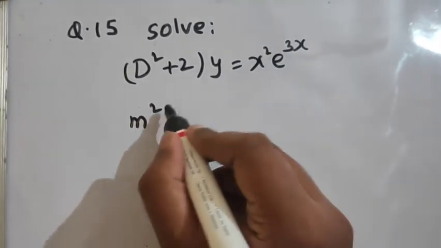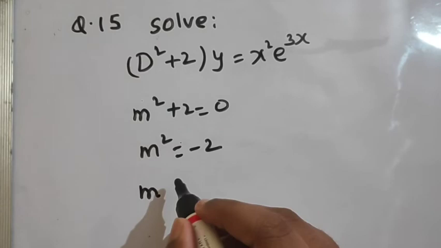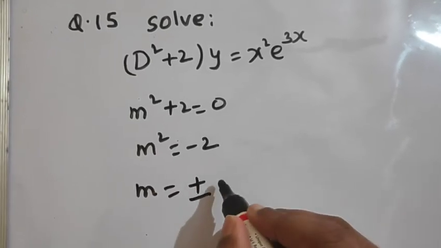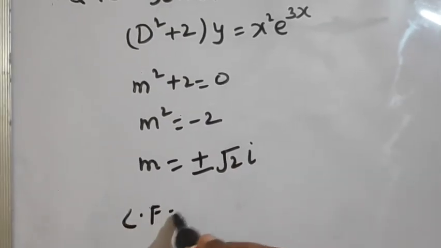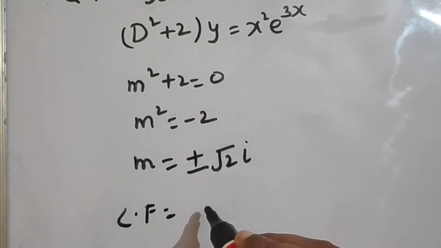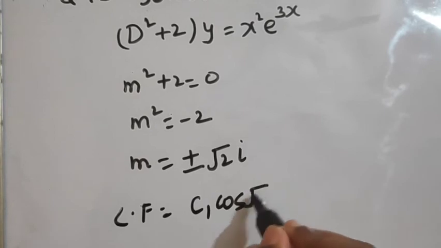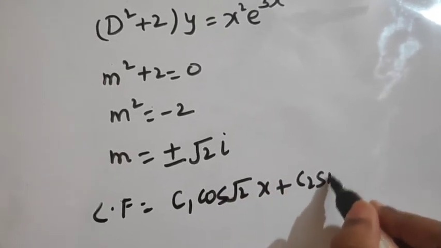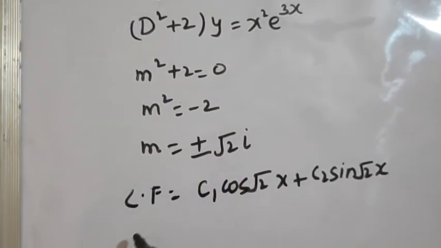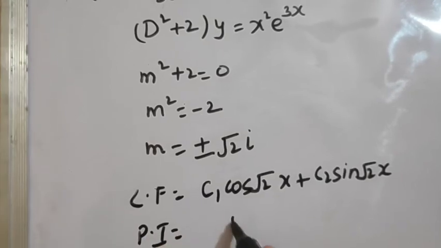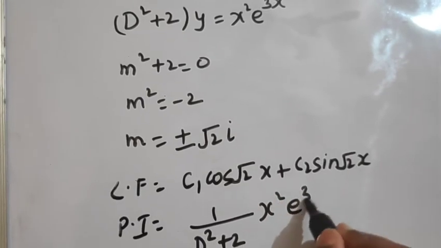So m square plus 2 equals 0, m square equals minus 2, m equals plus minus root 2 iota. So complementary function is: here a is 0, so e power 0x is 1. Simply write c1 cos of root 2x plus c2 sine of root 2x. Now this was simple. Coming to the Q portion, for finding the particular integral, I will write this as 1 upon d square plus 2 operating on x square e power 3x.